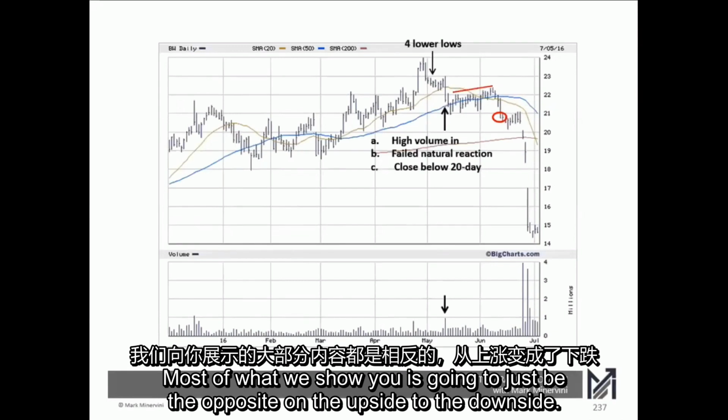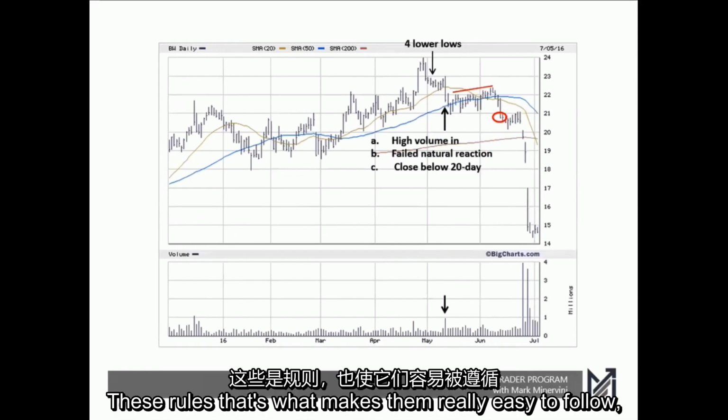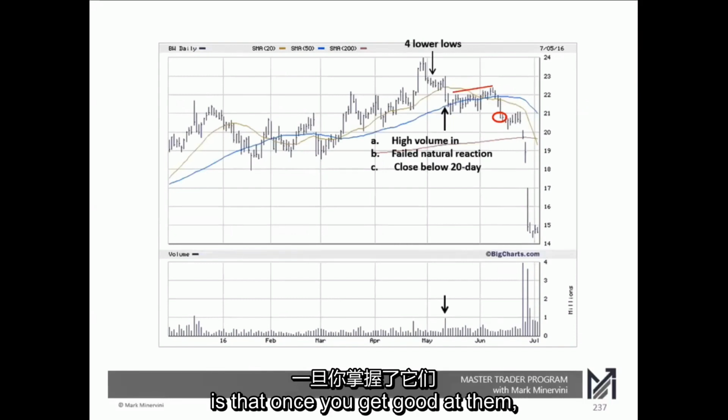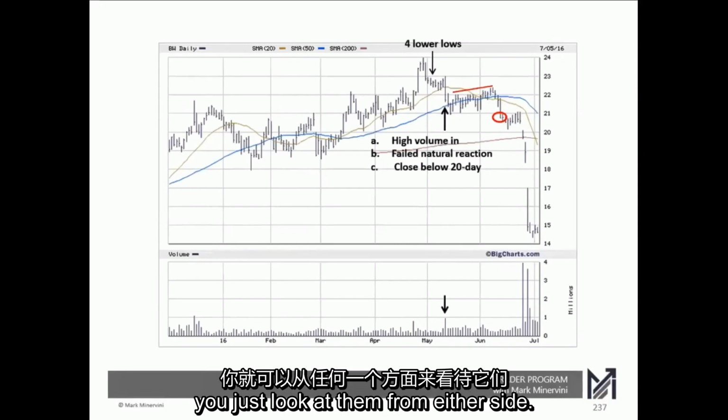Most of what we show you is going to just be the opposite on the upside to the downside. These rules, that's what makes them really, really easy to follow. Once you get good at them, you just look at them from either side.